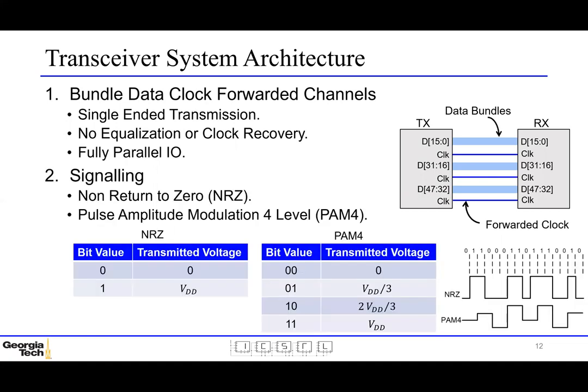Once we decide upon the channel, we need to think of the type of signaling to be used on the channel. We use two types of signaling, non-return to zero and PAM4. NRZ, or non-return to zero, sends a voltage of VDD to signal a 1 and a voltage of 0 to signal a 0. And PAM4 signals based on 2-bit symbols according to the table shown. A sample waveform for a given bit stream for both NRZ and PAM4 is shown here.